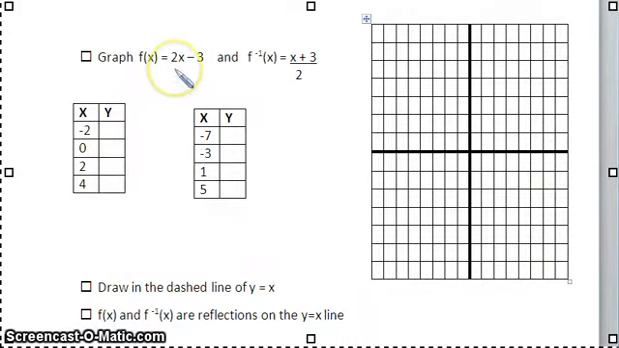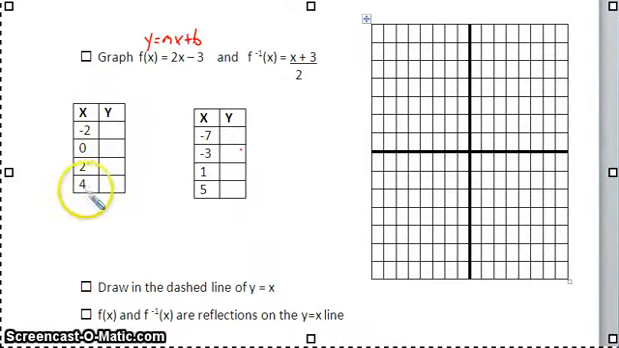So if I ask you to graph f of x equals 2x minus 3, there's lots of different ways you can do it. You can plug it into the graphing calculator, you can look at this and say it's y equals mx plus b, graph your b and do your slope, or you can make a simple table with x and y values. I'm going to choose the table method because I want to show you the relationship between the x and the y values.